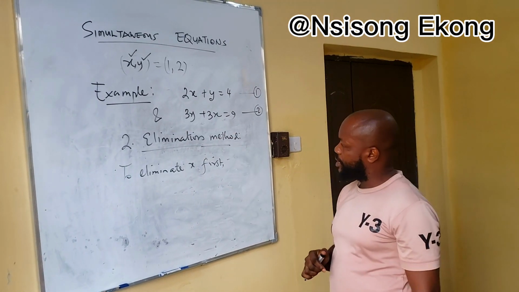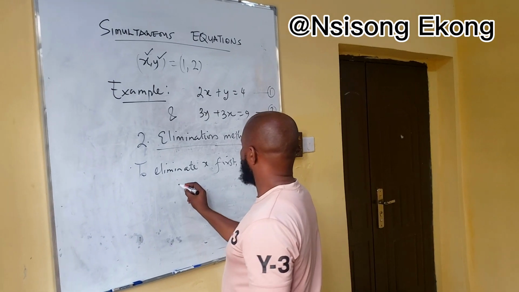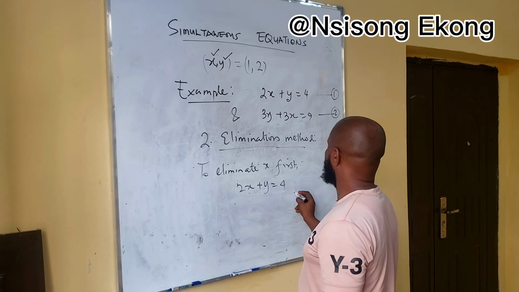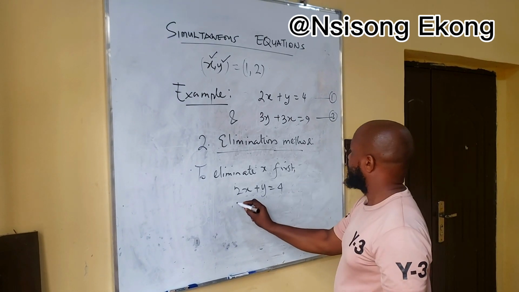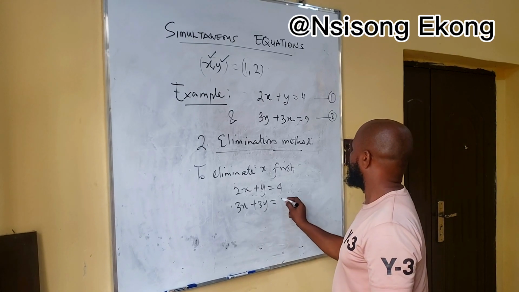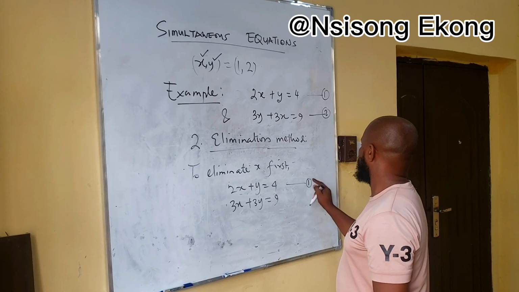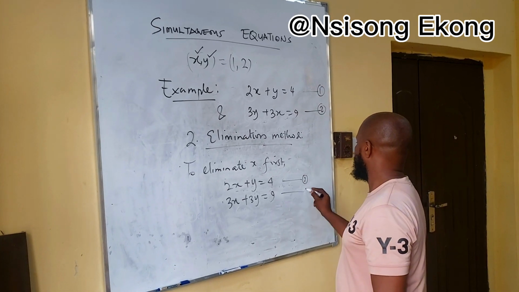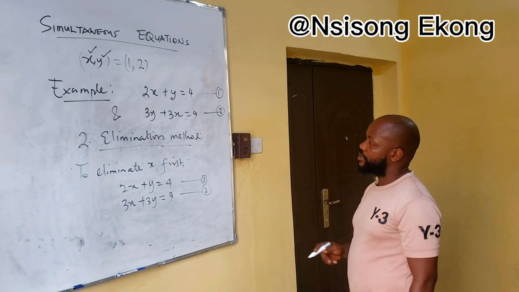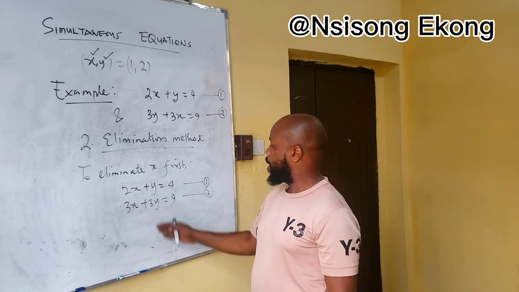And since we want to eliminate x first, let's start with that. So we will write this equation as 2x plus y equals 4 and 3x plus 3y equals 9. Let's call this equation still equation 1, this equation still equation 2. The only difference in the rewritten equation 2 is to make sure that our x's and our y's are aligning.